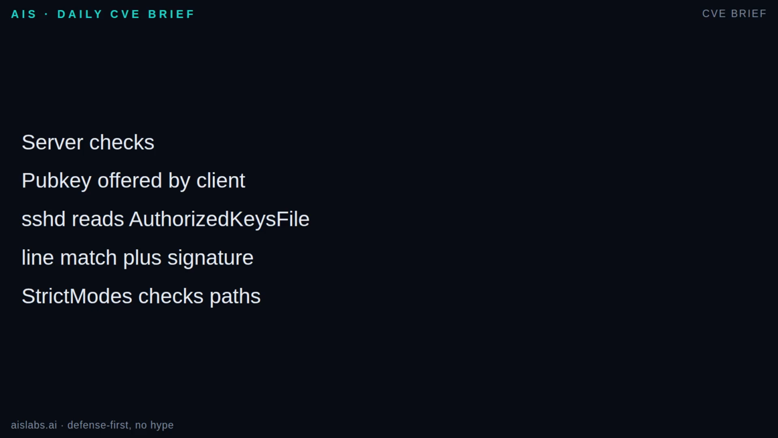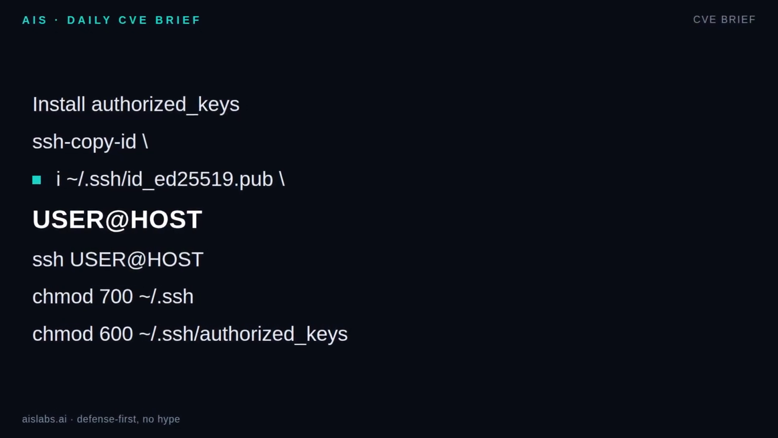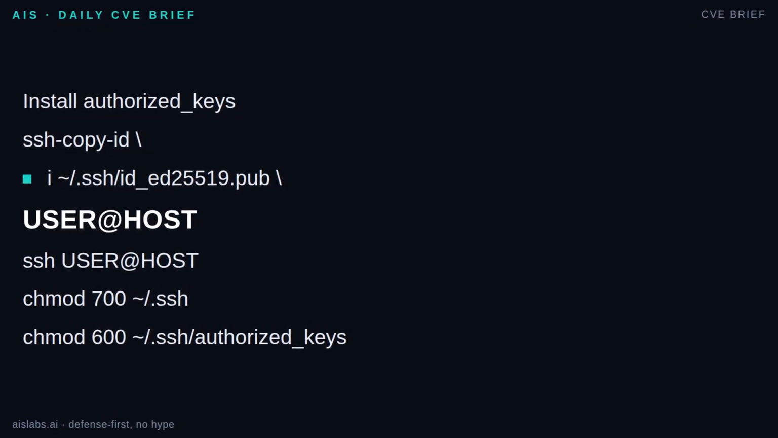That means possession of the private key is verified without sending the private key over the network. Then StrictModes, enabled by default on normal OpenSSH servers, checks ownership and permissions so another user cannot sneak keys into your account. The safest everyday installer is ssh-copy-id.